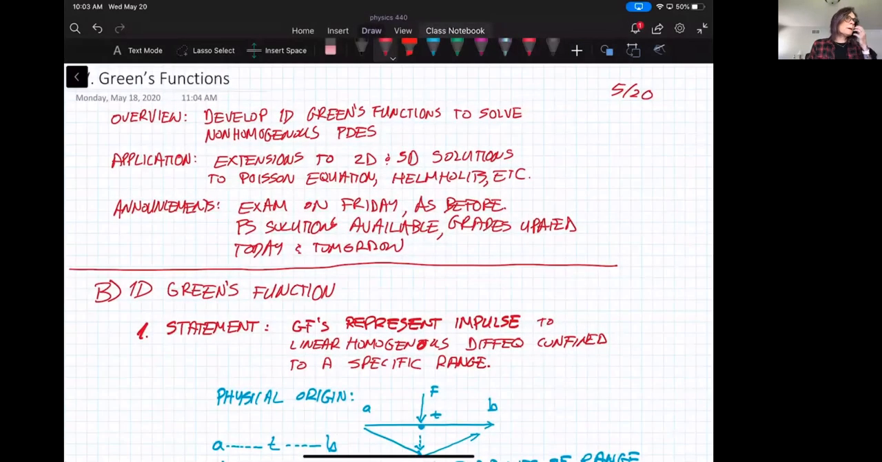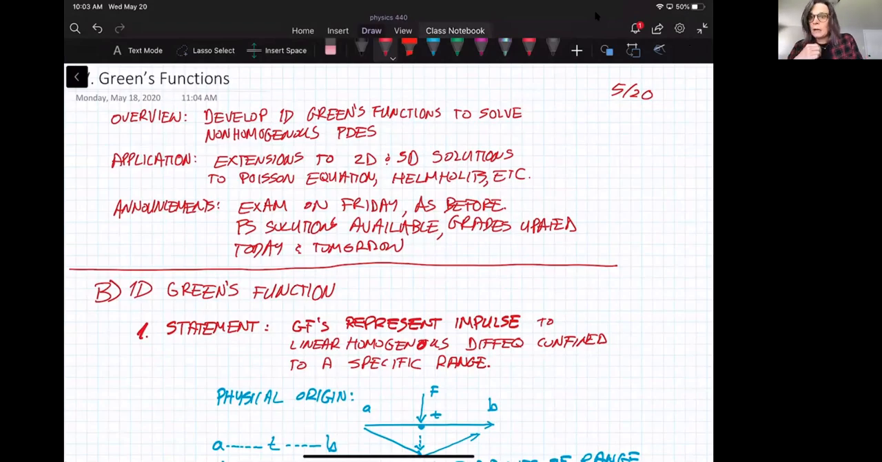Okay, so the plan for today is to finish up Green's functions, and we might have some time to start Bessel functions, but if we don't, we don't. I built in some extra time so that we can catch up. It's not a big deal if we're essentially a lecture behind the schedule that I put up, so it's kind of built in.